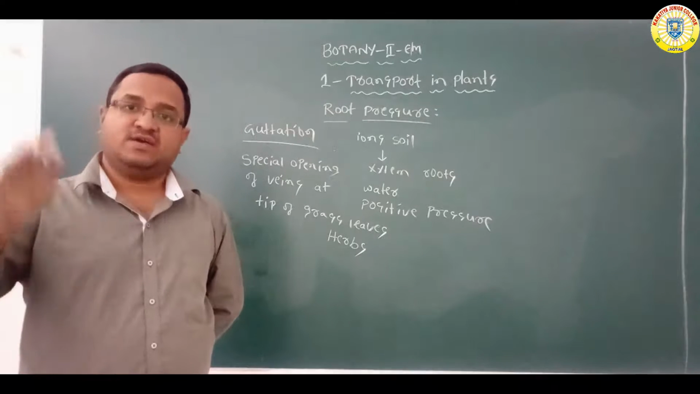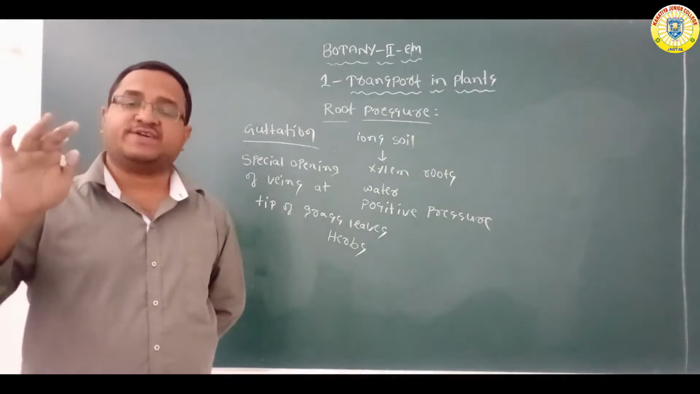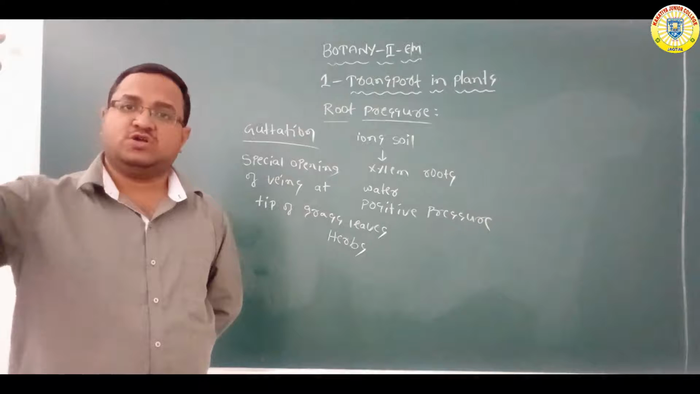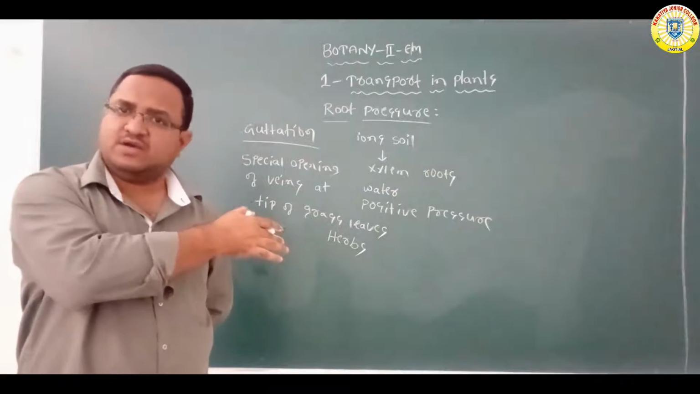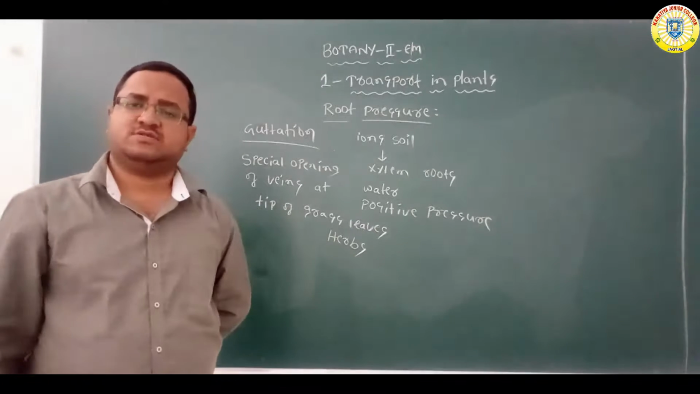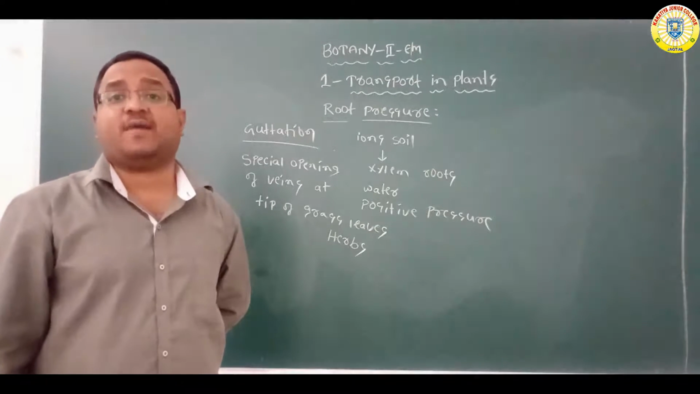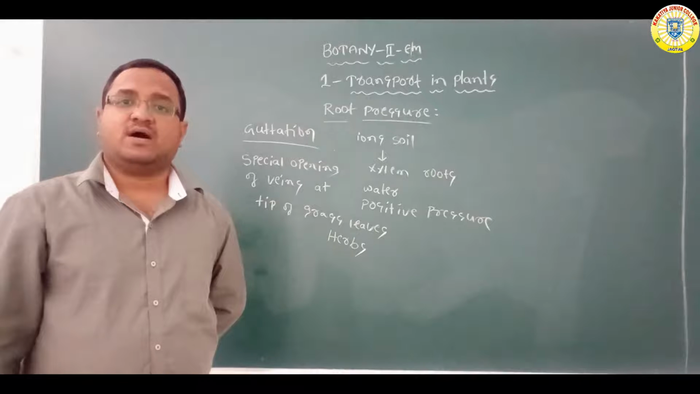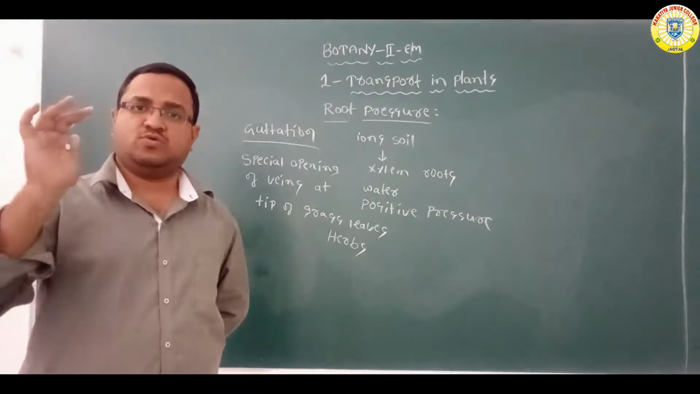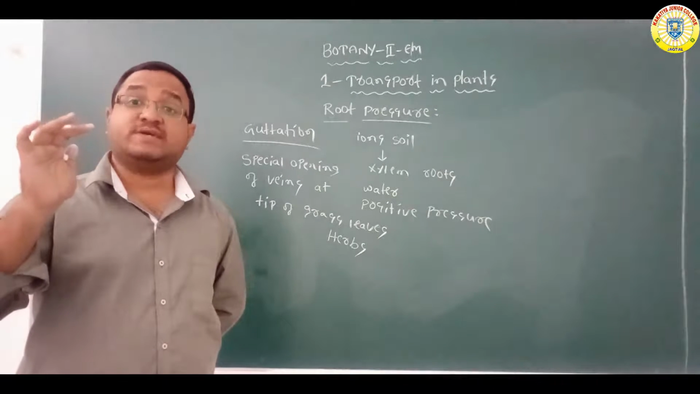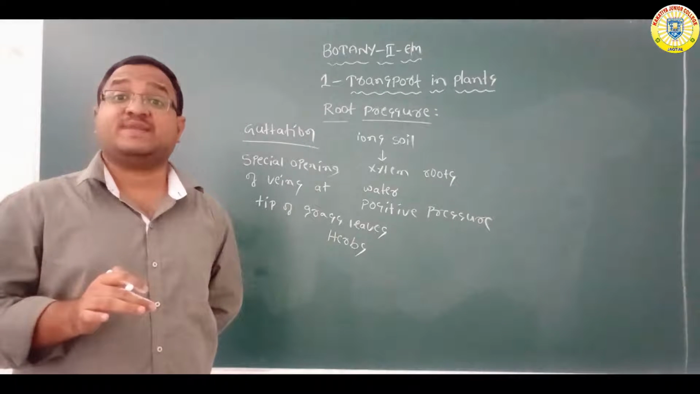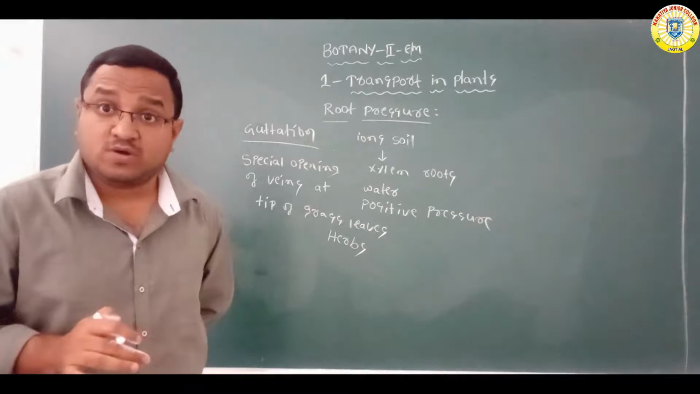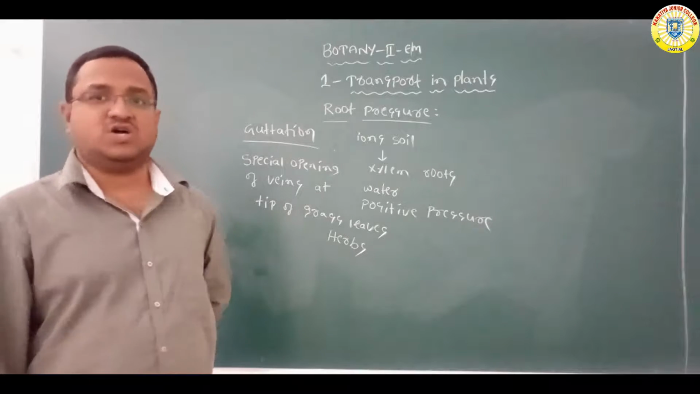The loss of water in liquid form is called guttation, which we can see especially in grass leaves and herbaceous plants. Excess water collects in the form of droplets and is removed through the special openings of the veins which are present at the tip of grass leaves. That is called guttation.